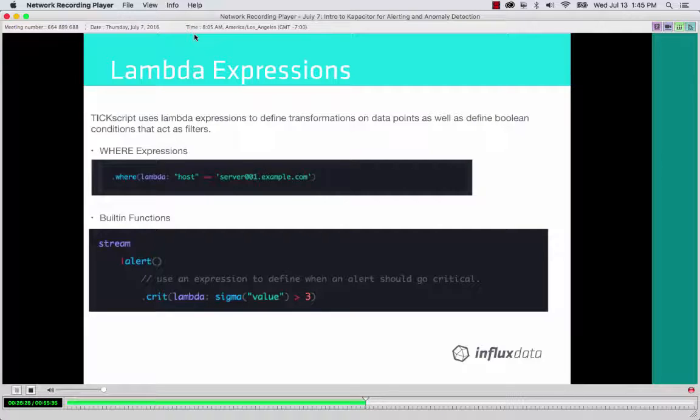And beneath that, we have another use of Lambda, where we're doing crit. Sigma is greater than value, where Lambda is greater than, where the sigma of value is greater than 3. So sigma being the standard deviation.